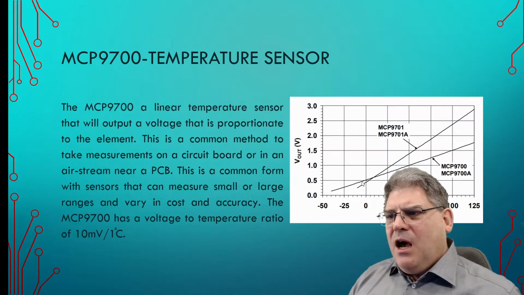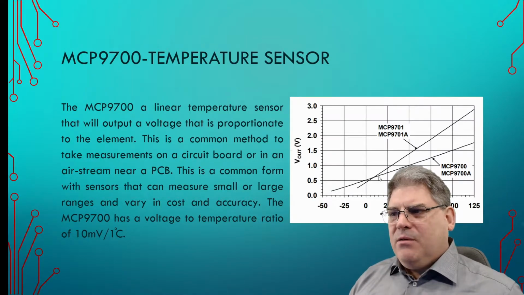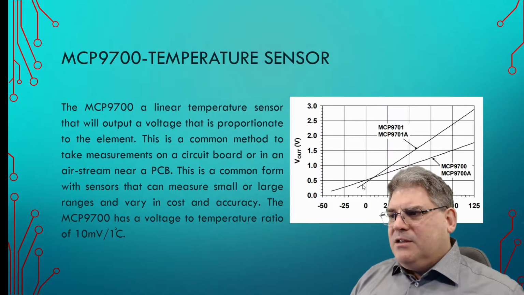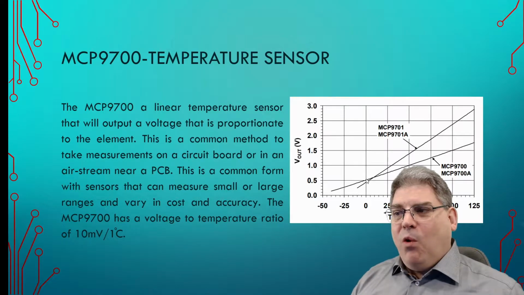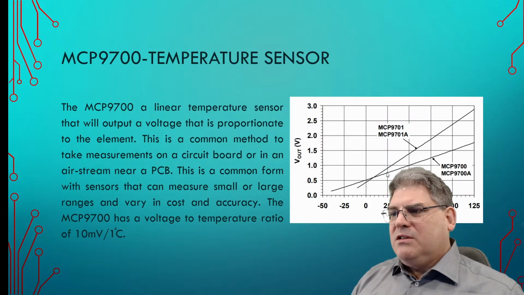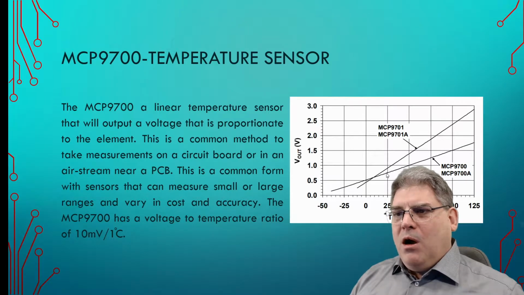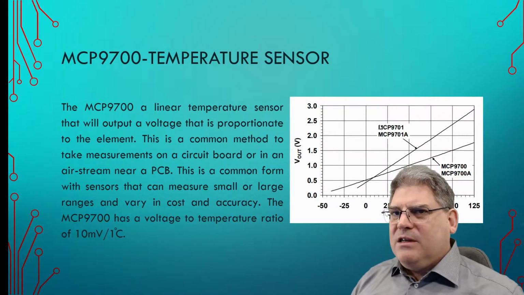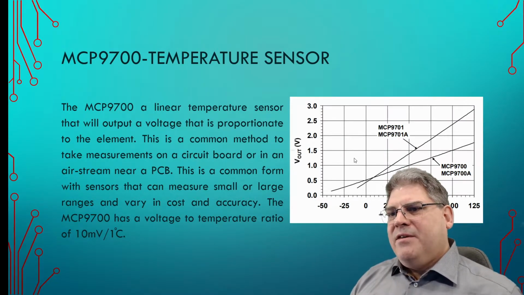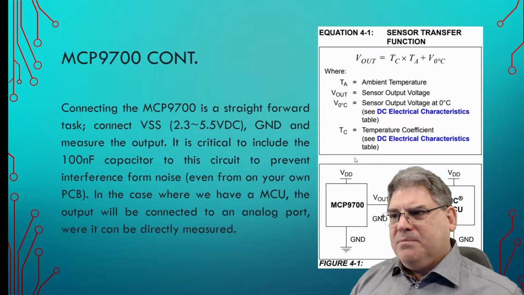And so in this case, the ratio is 10 millivolts per degree centigrade with an offset. You'll notice that at 0 degrees, we need to offset 0.5 of a volt. And then as we move across, we go up 0.01 for every degree. And so the math is fairly simple, but we need to understand what that's doing for us. And so here we go.